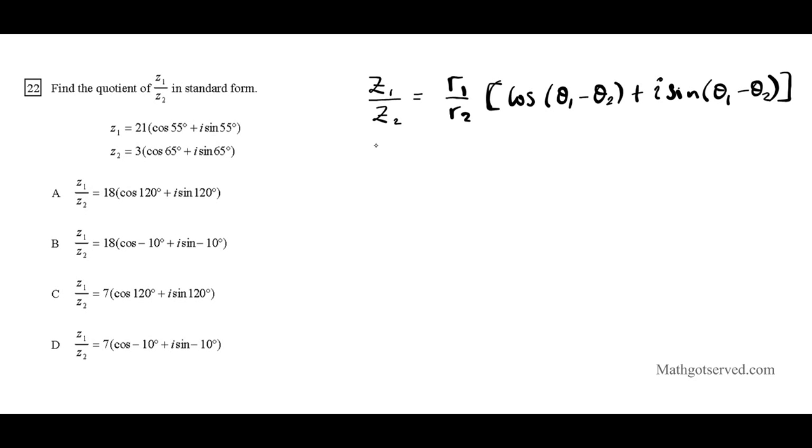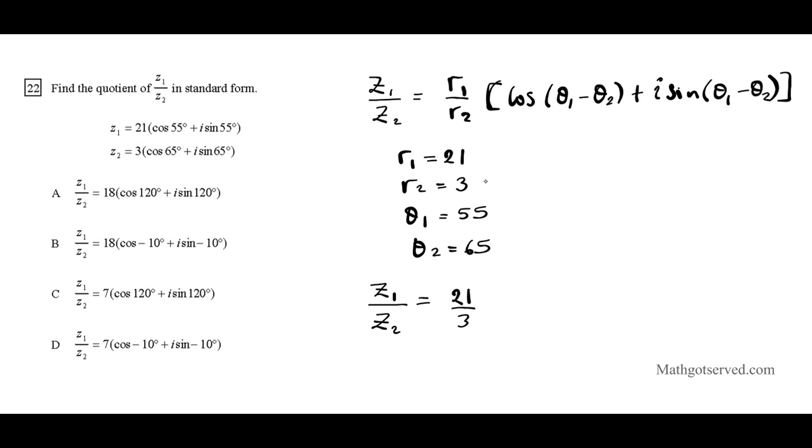All right, so we can see in this problem r1 is 21, r2 is 3, theta 1 is 55, and theta 2 is 65. All right, so let's compute z1 over z2 using the formula indicated above. So r1 over r2 is going to be 21 over 3, okay, times cosine theta 1, 55, minus theta 2, 65, plus i sine theta 1, 55, minus theta 2, 65.